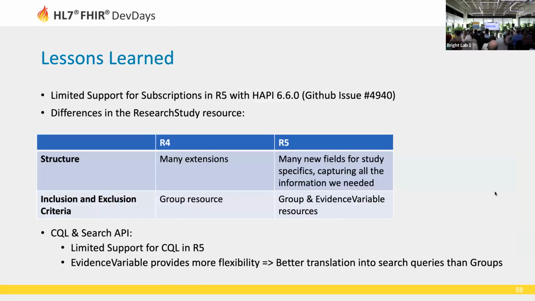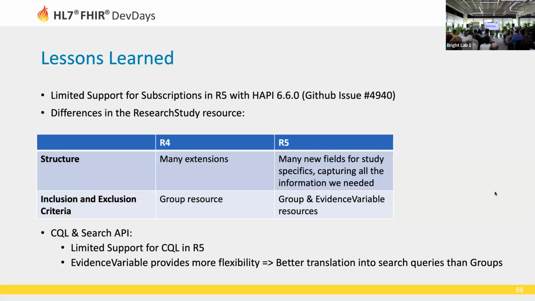Well, we have many lessons learned. The limited support for SQL and subscriptions at the moment of creation, for example. We found HAPI did not fully support R5 subscriptions. For instance, WebSocket resource sending was not available to our knowledge by now. This led us to devise an intermediary function as a workaround. We found an active GitHub issue that might be of your interest.